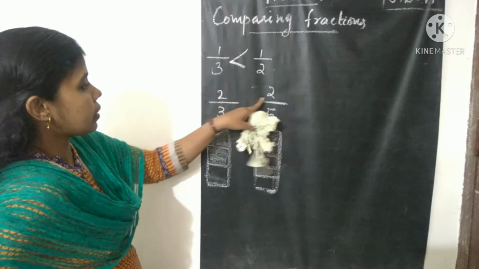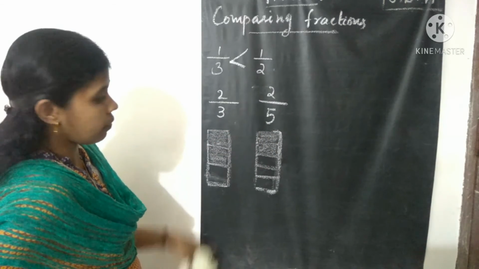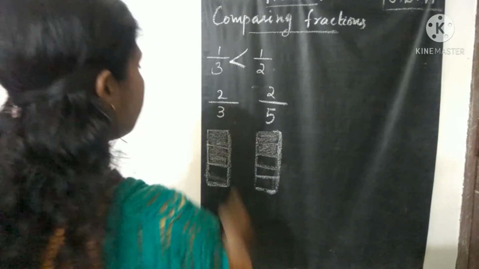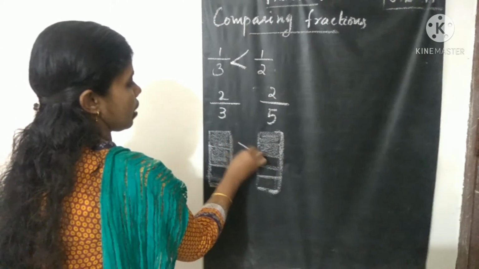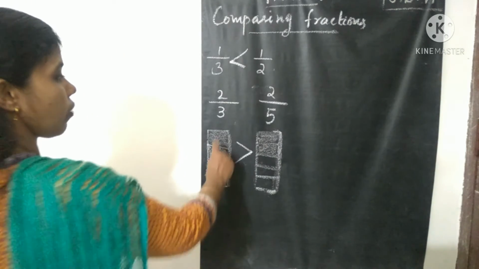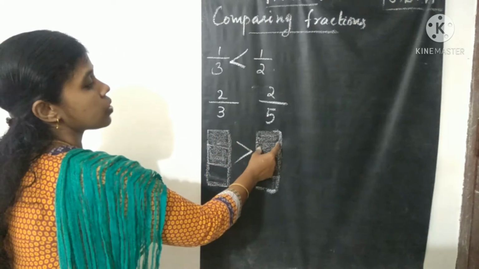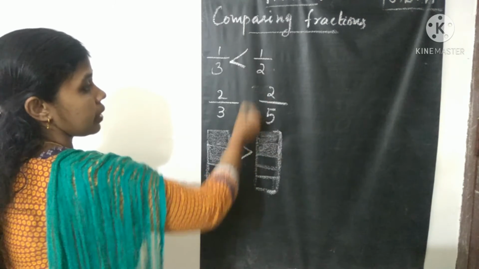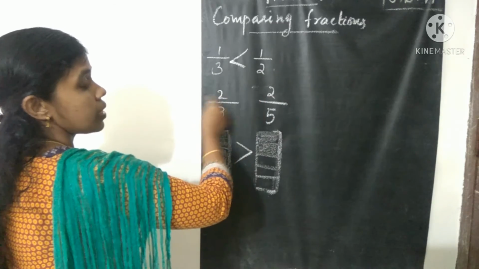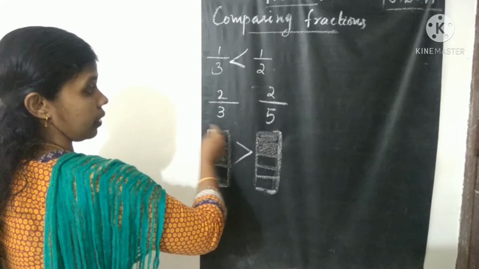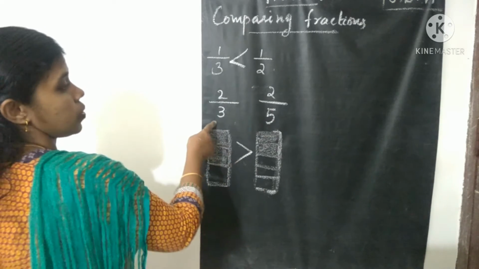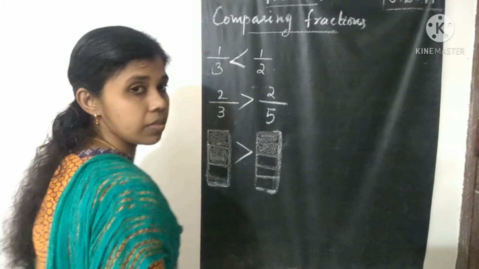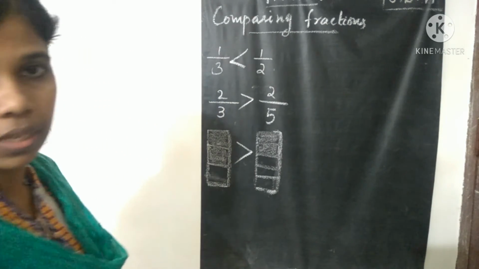Here the numerators are the same, the denominators are different. What happened here? Which fraction is bigger? Yes, the first fraction is bigger. Here it was a huge amount, here a small amount. That means what? Here the numerators are the same, the denominators are different. Which denominator is smaller? That fraction is bigger. Okay, clear? First type clear? Yes.